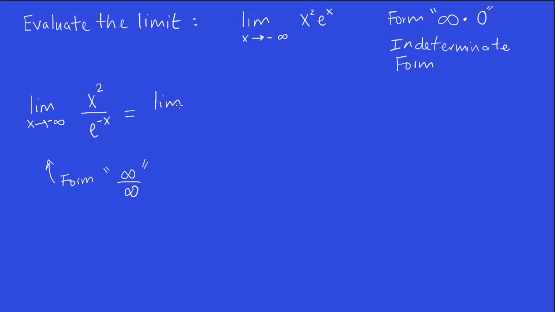Let's apply L'Hopital's rule to this. The derivative of the top is 2x. The derivative of the bottom is minus e to the minus x, right? By the chain rule.